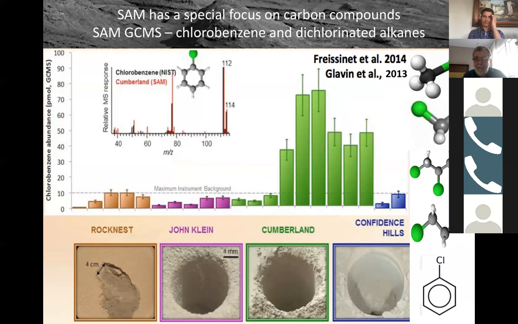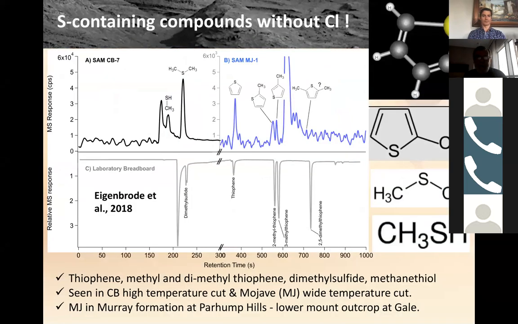Chlorobenzene is just a benzene with a chlorine replacing one of the hydrogens. And that showed up in the Cumberland sample, the second sample we drilled, but not in several of the other samples. So that was pretty interesting.